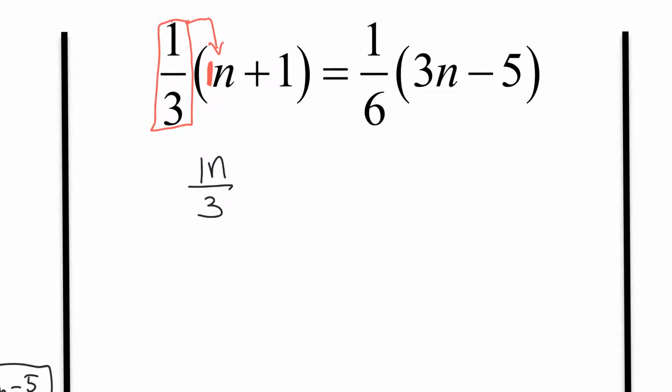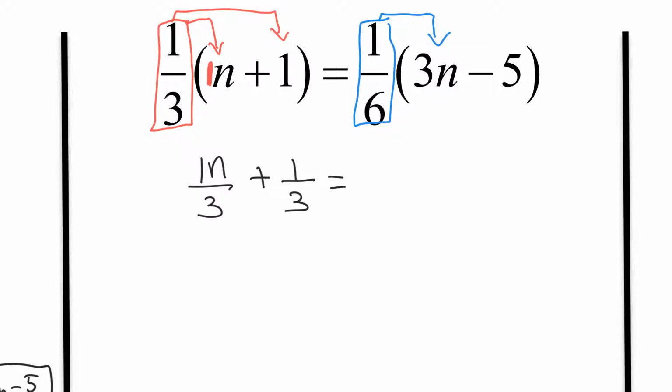And then you guys multiply 1/3 times the next one. So 1 times 1 is 1, plus 1, and keep the denominator. So this one here stays the same. On the other side, let me put the equal sign right here. You guys are going to distribute the 1 over 6 times the 3n. So I'm going to multiply the top, the numerator, times the inside. So that's going to be 3n. And you keep the denominator.